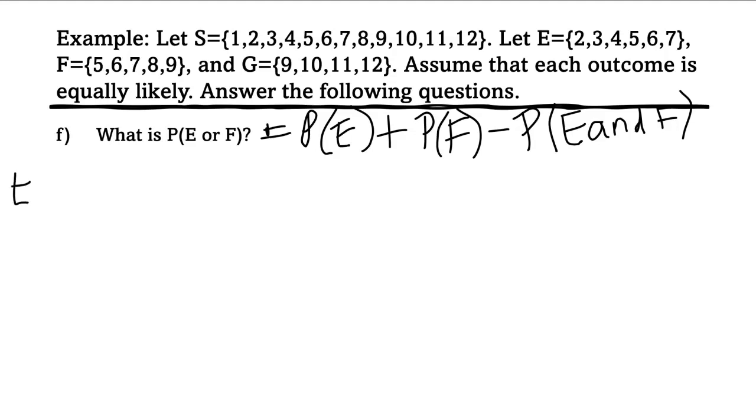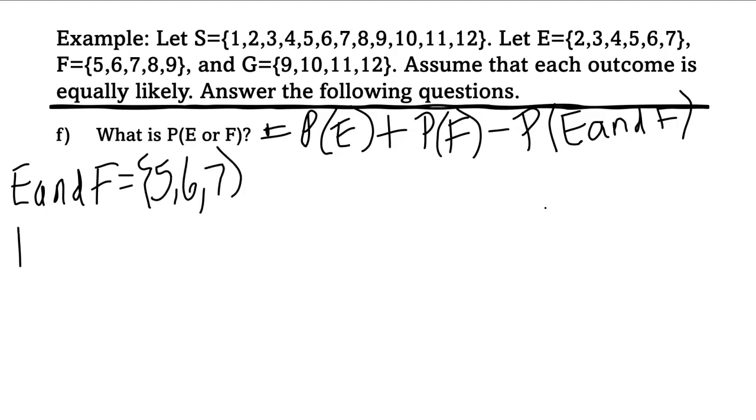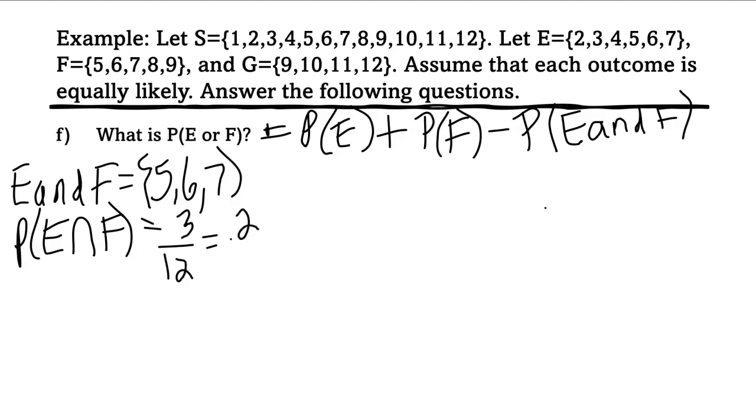So I'm going to come over here to the side and just write out my E and F set. E and F will be the overlapping part of E and F. So if you look, what do E and F have in common? They have 5, 6, and 7 in common. So what will be the probability of E and F? The symbol for and is an upside down U. You may see that sometimes. It's an upside down U that stands for and. That's the overlapping region of 2 sets. So there are 3 possible outcomes out of 12 total outcomes. So that ends up being 0.25. So the probability of E and F is 0.25.